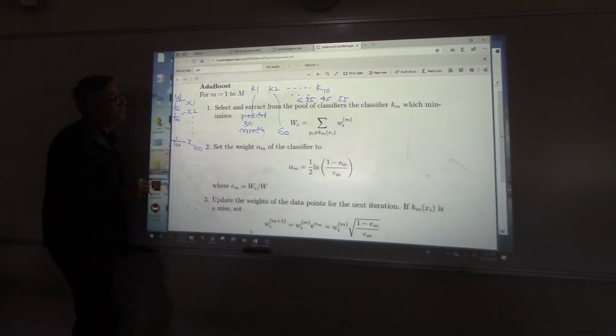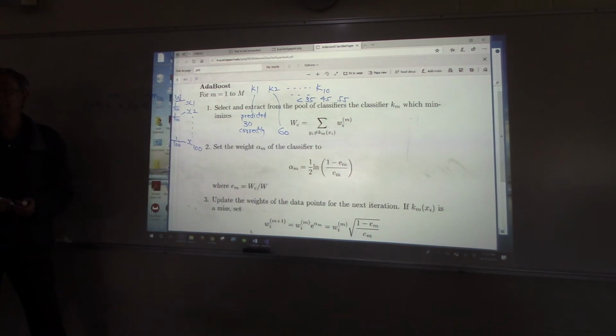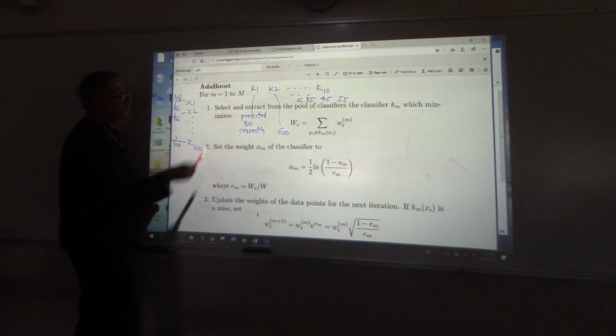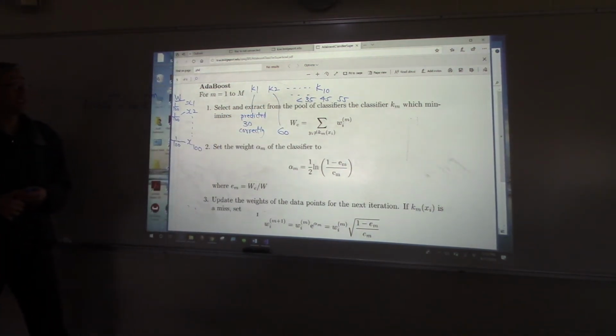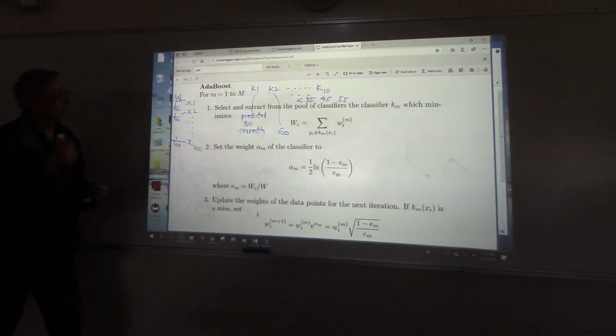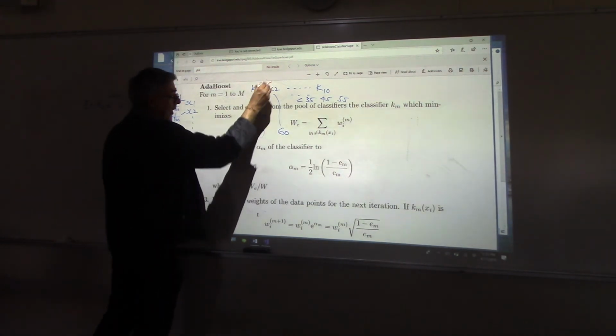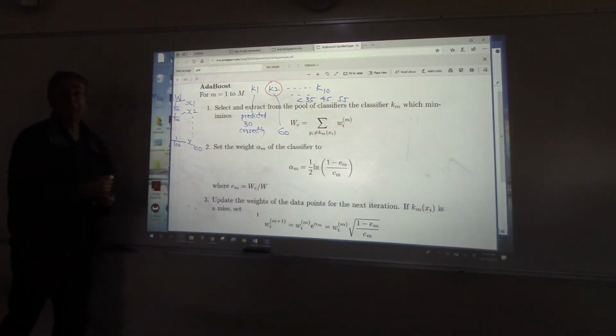Okay, so if you were creating the adaptive boosting algorithm, my question to you is, which one will you pick first? K2 has the best prediction, 60 out of 100 predicted correctly, right? So you'll start with that one. So K2 will be our first classifier.